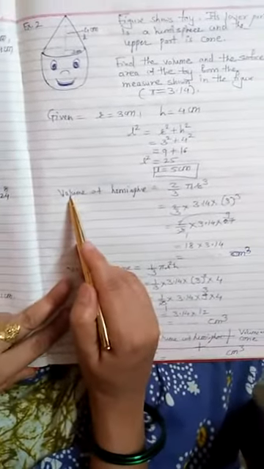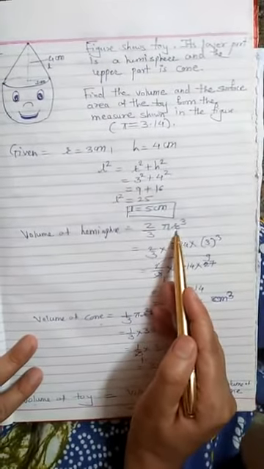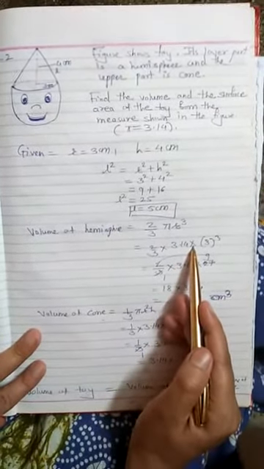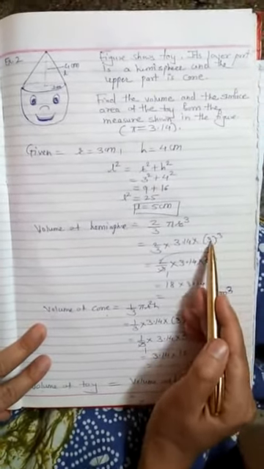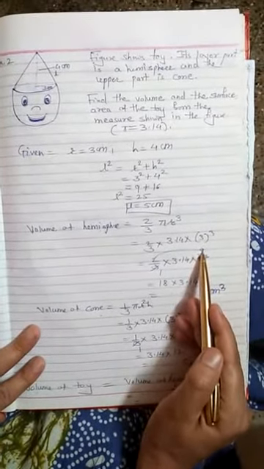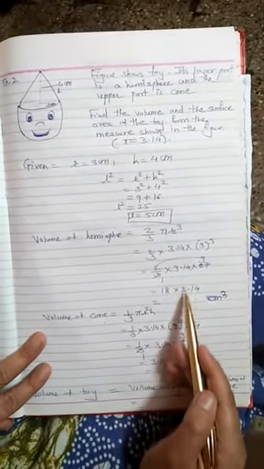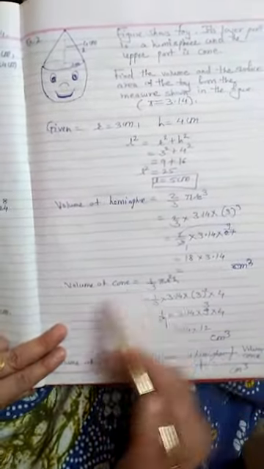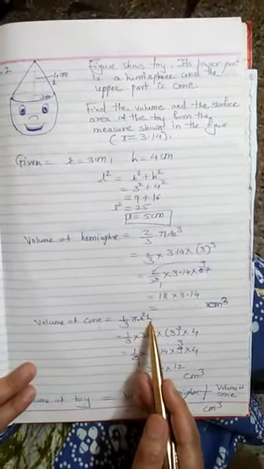Now you have to calculate the volume of the hemisphere. The formula is 2 by 3 pi r cube. 2 by 3 as it is, pi is 3.14, into r, the radius, is 3. So the cube of 3 is 27. 3 ones are 3, 3 nines are 27, and 2 nines are 18. 18 multiplied by 3.14. So you will get the answer, children. Find out this answer.